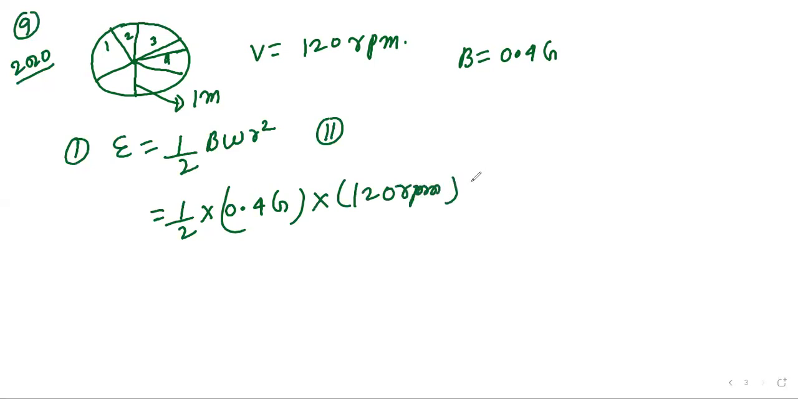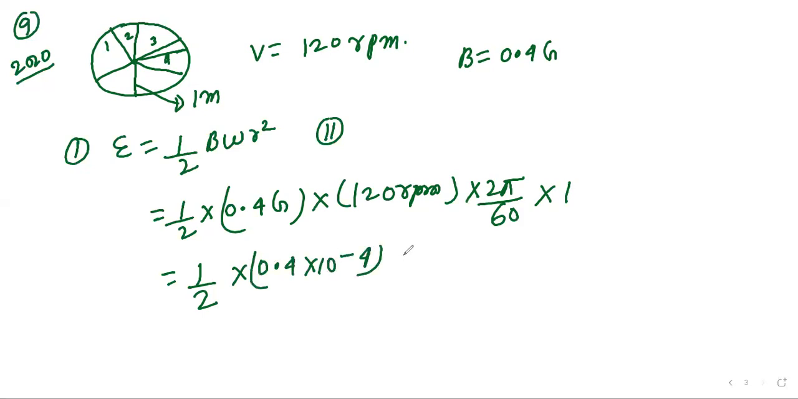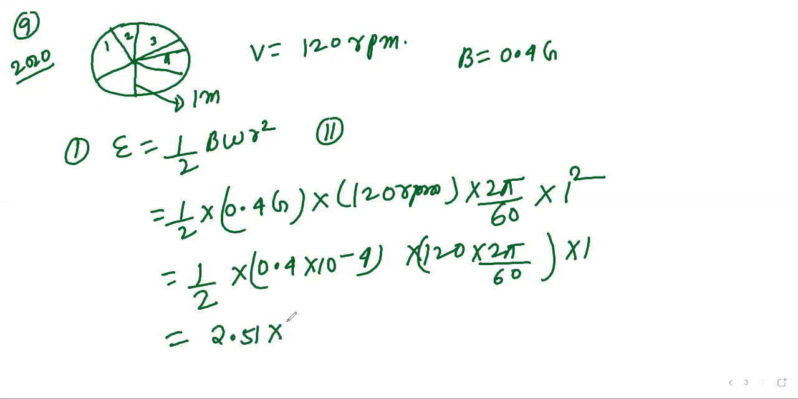So you have to convert that into 2 pi upon 60, into the R value we are given, that is 1. Now calculate. It will be 1 upon 2, G will be 0.4 into 10 raised to minus 4, into 120 into 2 pi by 60, into 1 square, which is 1. Now calculate it. You will get 2.51 into 10 raised to minus 4 volt. So this is coming out to be this value.